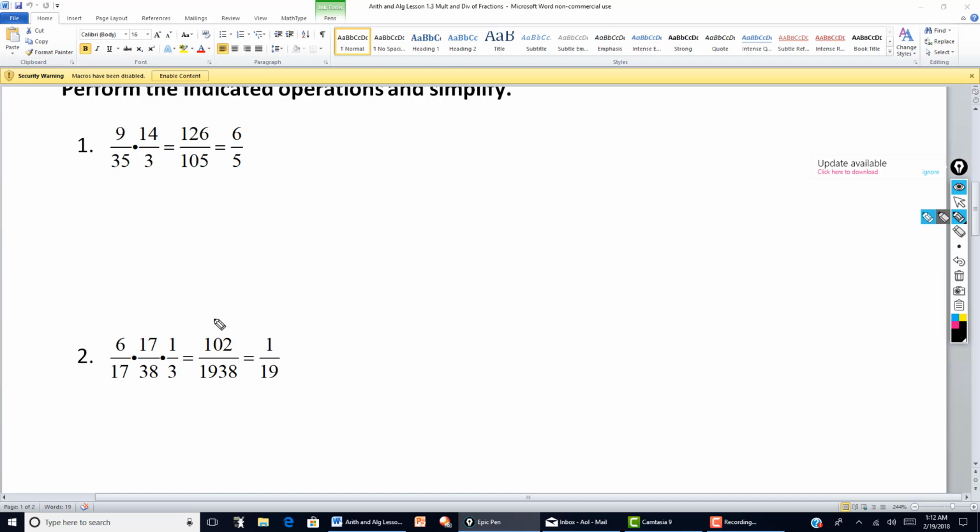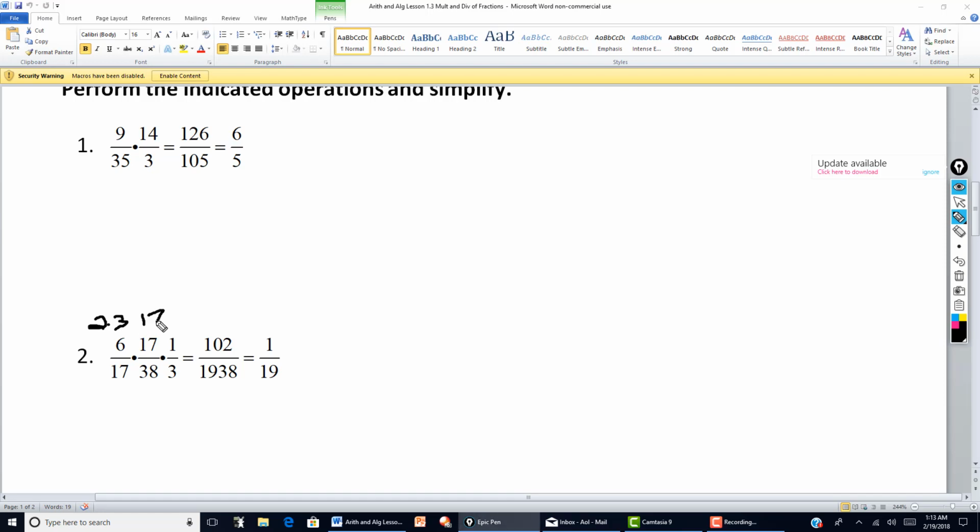And then my next step would be to reduce this. But notice I get large numbers. I would prime factor the numerator, prime factor the denominator, and then do my cancellation. Again, instead of multiplying, I suggest you prime factor first, and then do your cancellation. So 6, I write as 2 times 3. 17 just stays as 17.